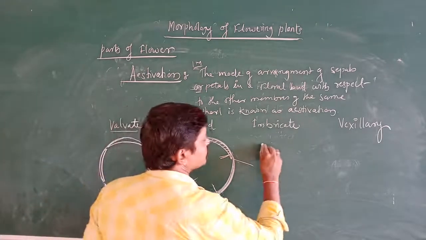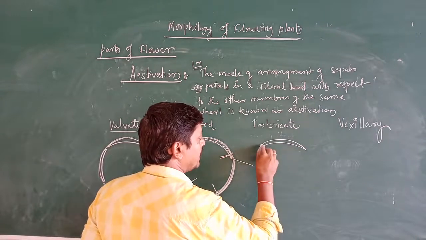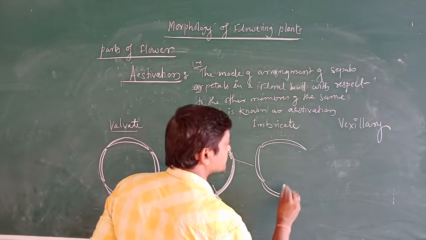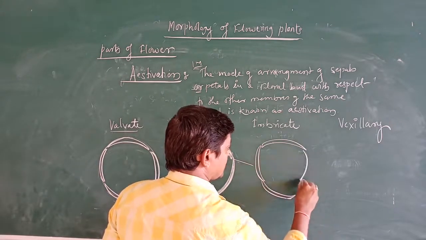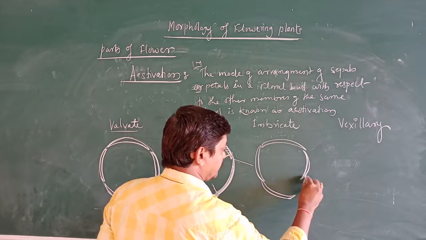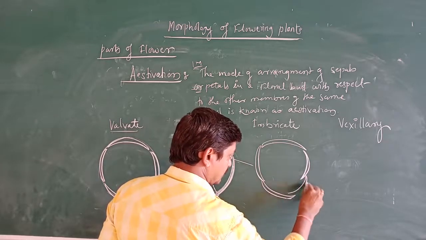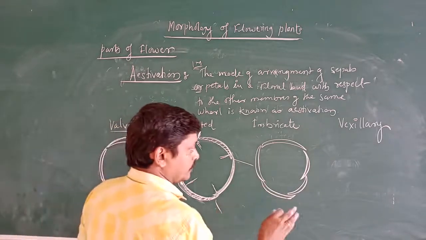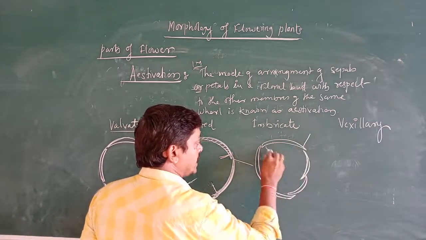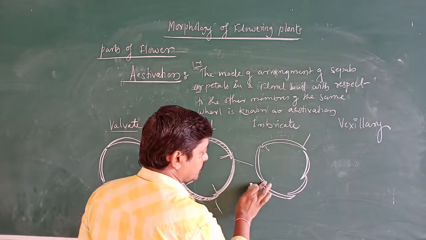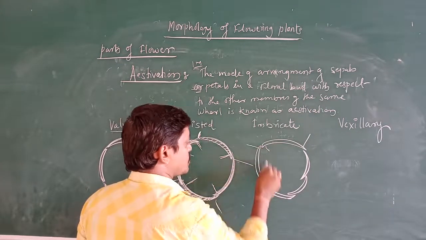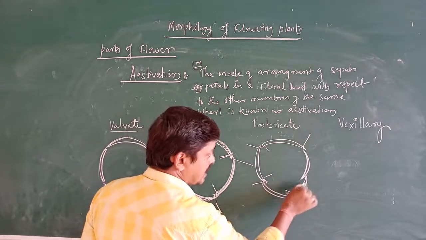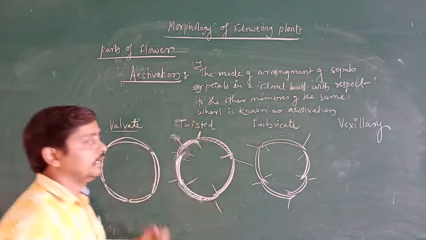But in imbricate, one is completely outside, and one is completely inside. See here. These are also twisted. One is outside, inside. But here see, this is outside, this is inside. But here both are outside. Here inside, outside, and here these two are inside.